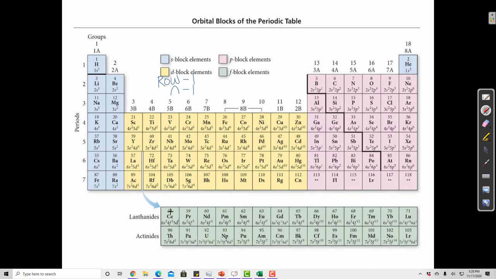So remember this section, the yellow ones are the D block, but the green ones are the F block. So this one goes 6s, 5d, but then the green ones are 4f. My first F block elements are 4f. I'm in the sixth row. So in the sixth row, I have 6s. In the sixth row, I have 5d. And in the sixth row, I have 4f. 6s, 5d, and 4f. So the f is row minus 2.